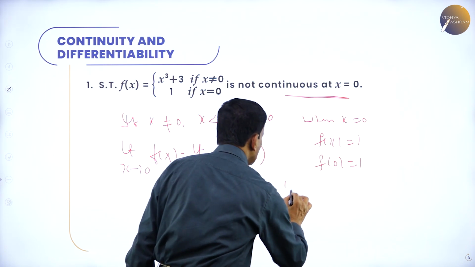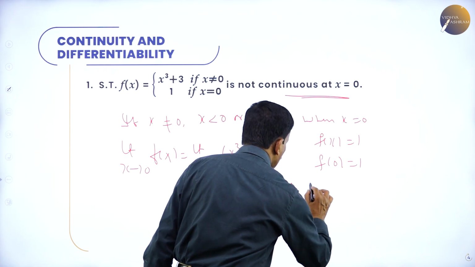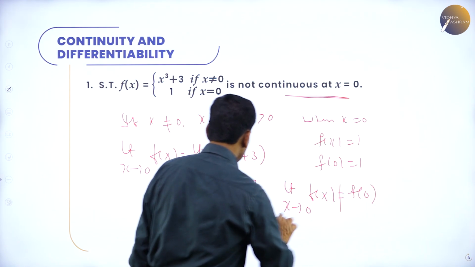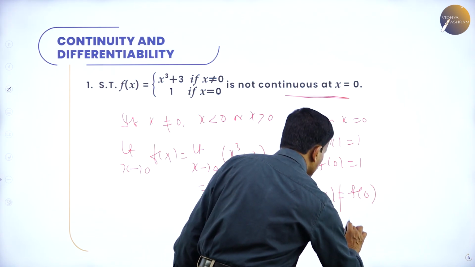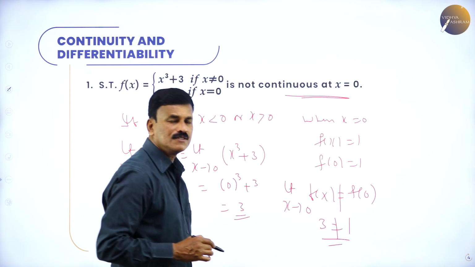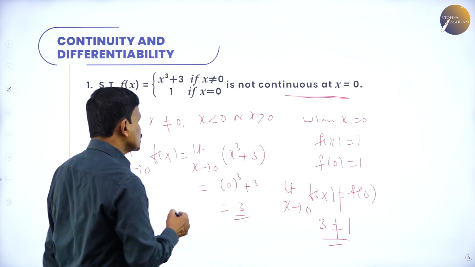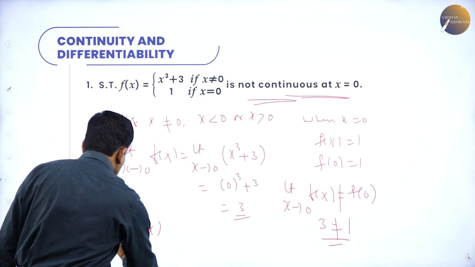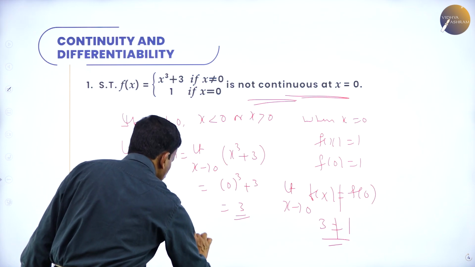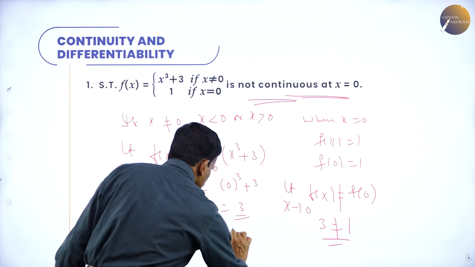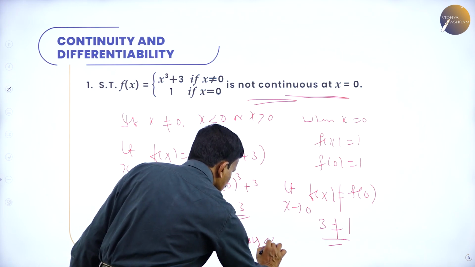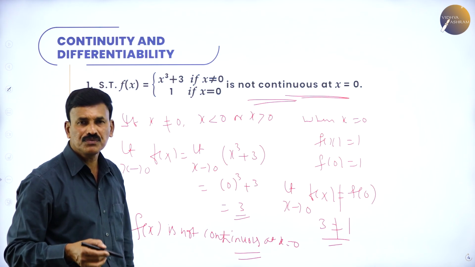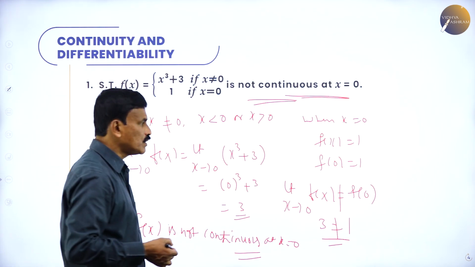What do you say here? Limit x tends to 0 of f of x is not equal to the functional value. The limit value is 3 and the functional value is 1. They are not equal. So, therefore, the function f of x is said to be discontinuous. f of x is not continuous at x is equal to 0. That means it is a discontinuous function. Hope you followed. Now, move on to the next problem.